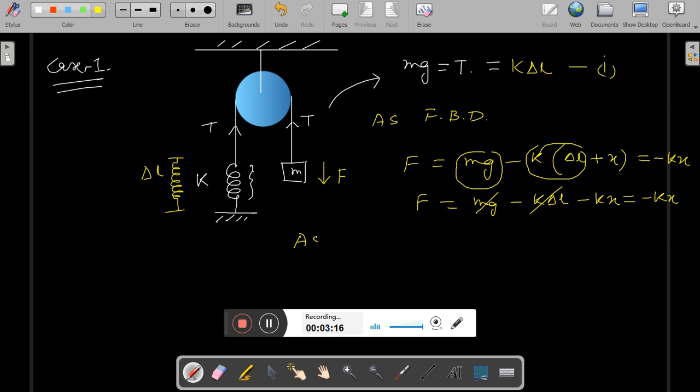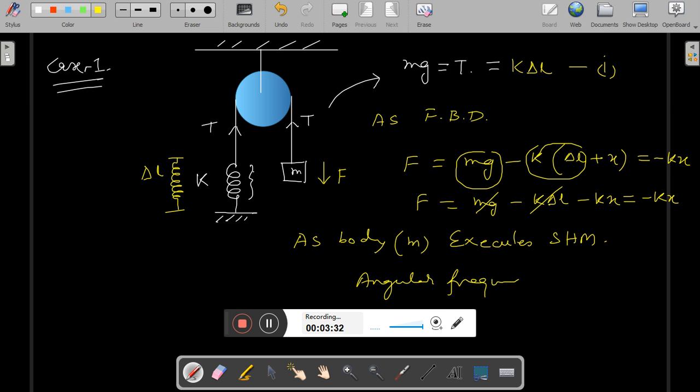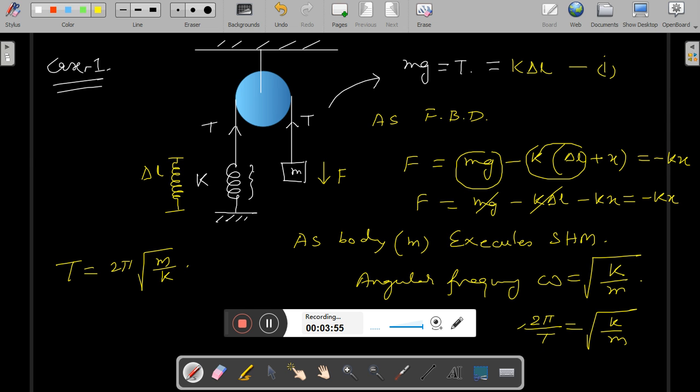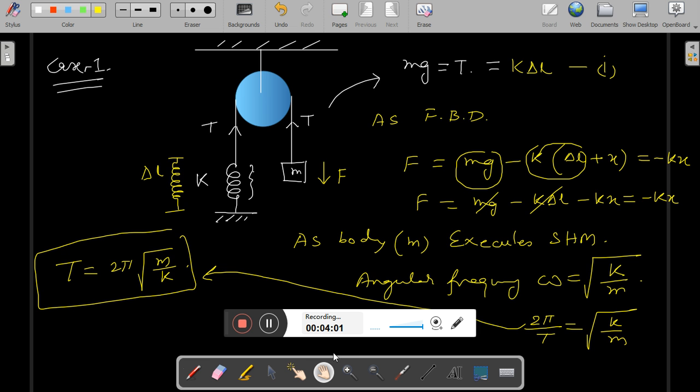The body M executes an SHM. So if it executes an SHM, the angular frequency omega will be equal to root over of K by M. So the time period will obviously be 2 pi root over of M by K in this particular case, because omega is equal to 2 pi by T, and that is equal to root over K by M. So this ultimately gives us the time period of this particular system.